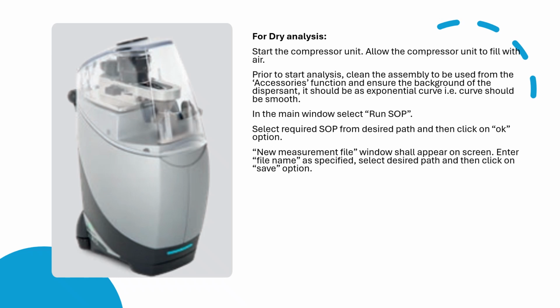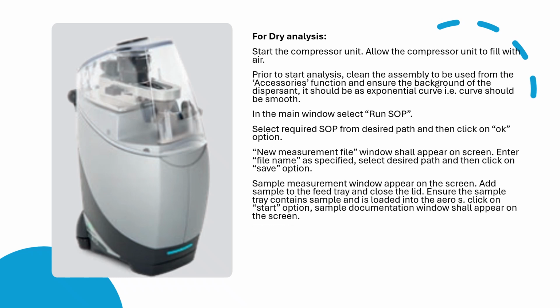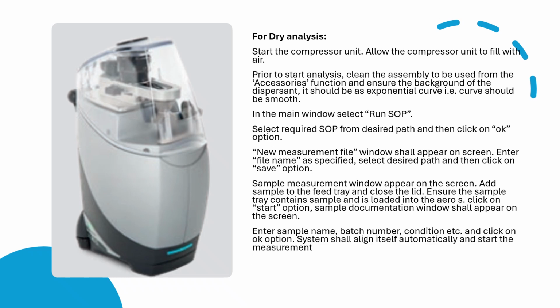Then the new measurement file window will appear, and here you need to put in your file name and click on the save option. The sample measurement window appears on the screen; then add the sample to the feed tray and close the lid. Ensure the sample tray contains sample and is loaded into the Aero S. Then click on the start option. Then the sample documentation window will appear on the screen, right? Here enter the sample name, batch number and conditions, and click on OK. Then the system will align itself automatically and start the measurement. Finally, for the final report, click record view, select the data generated, and then click on the reports tab to open the report. So you need to follow these steps to complete your dry analysis.